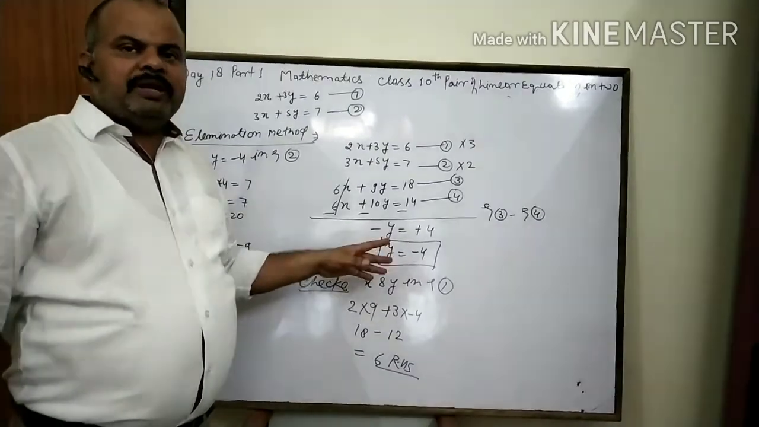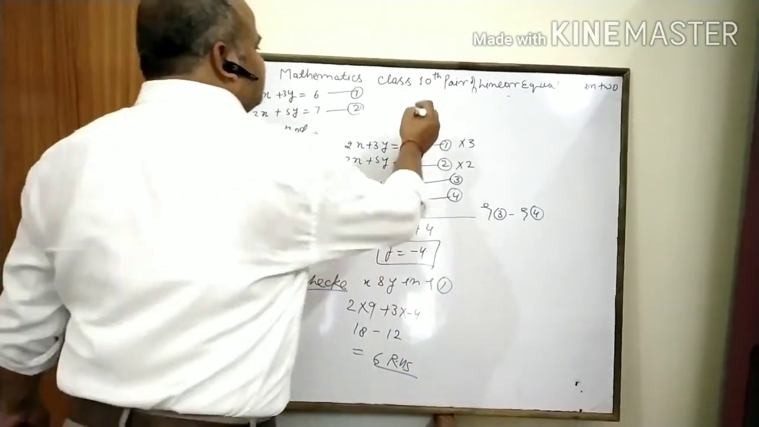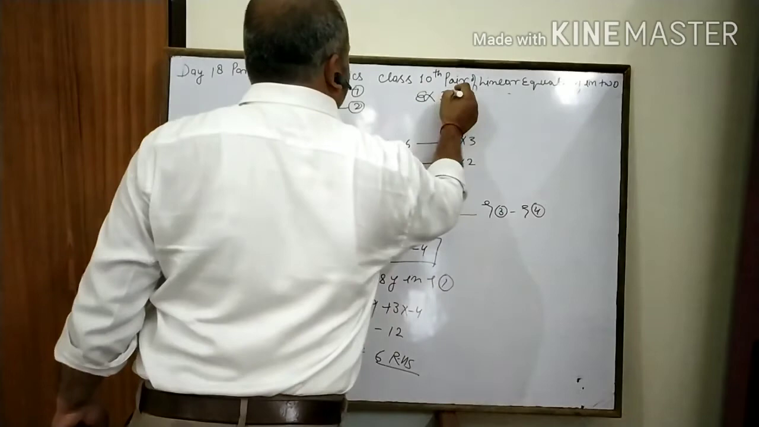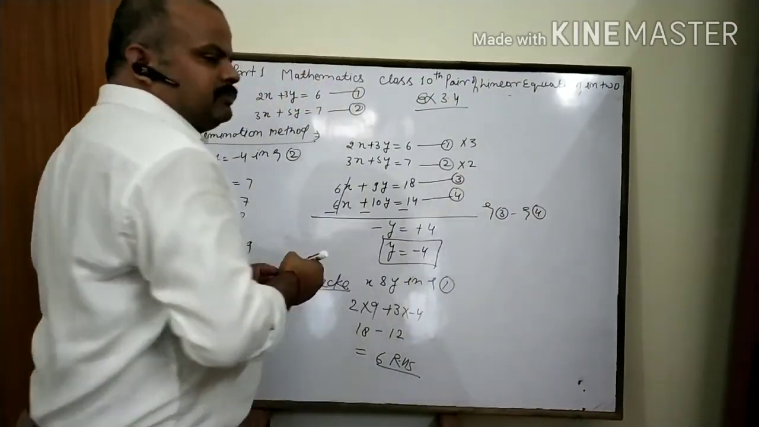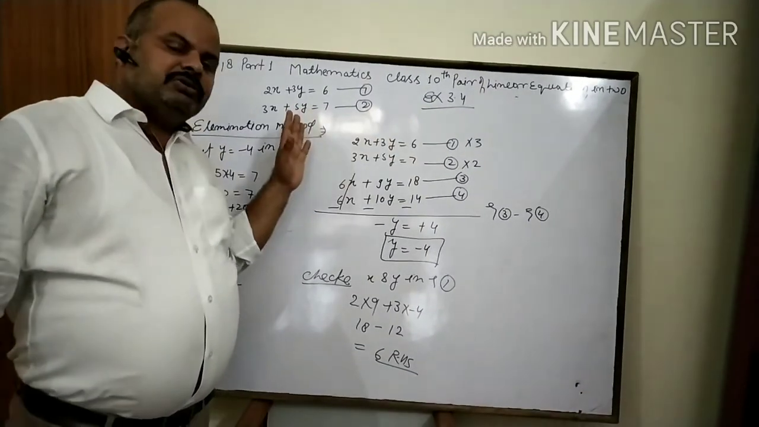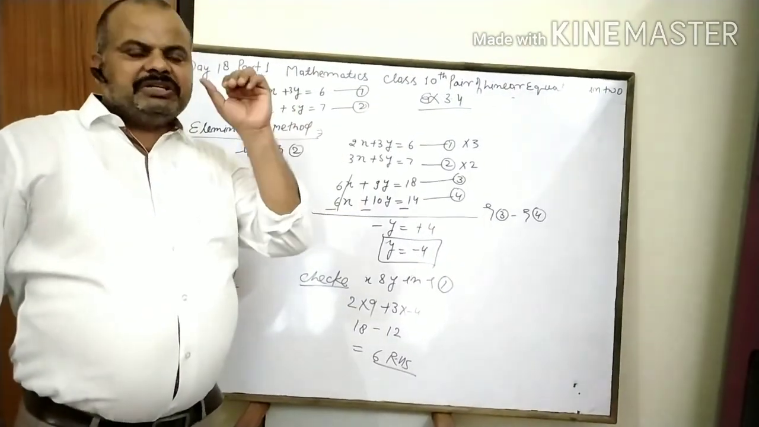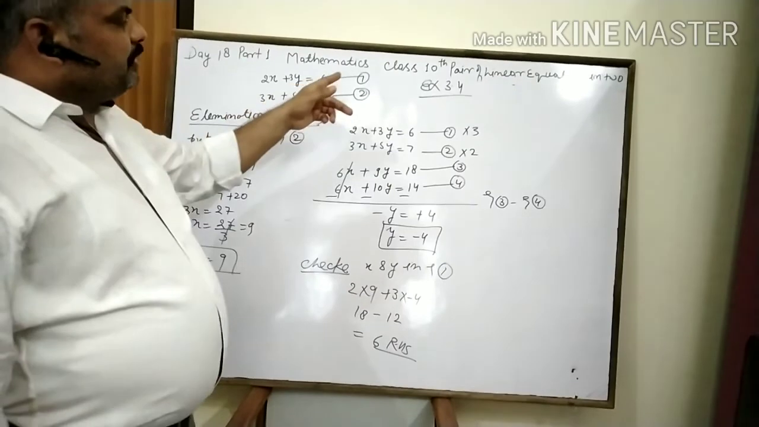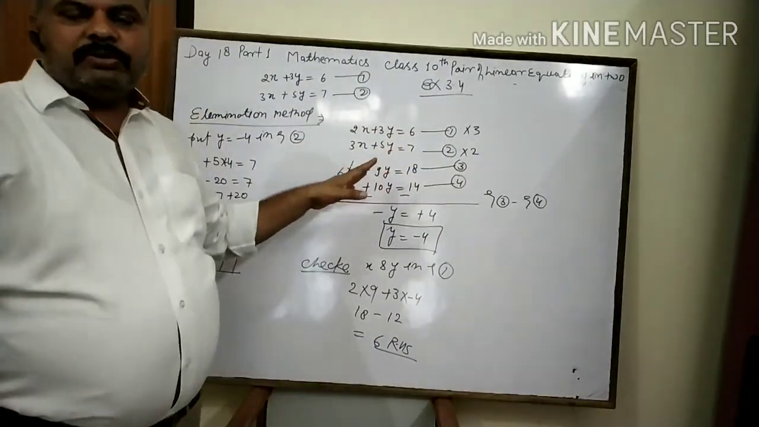Clear? In this way you can solve exercise 3.4. Because exercise 3.4 is related to the elimination method of linear equations in two variables, and you can solve examples also. Okay, thank you.